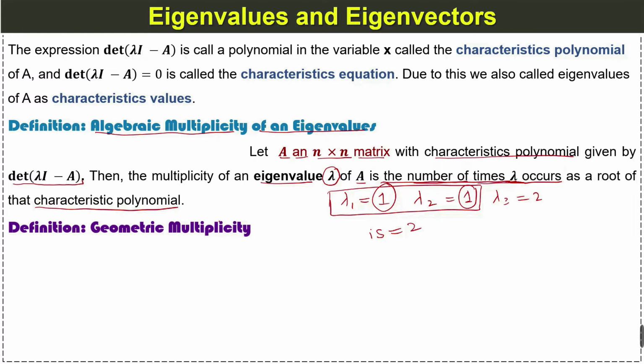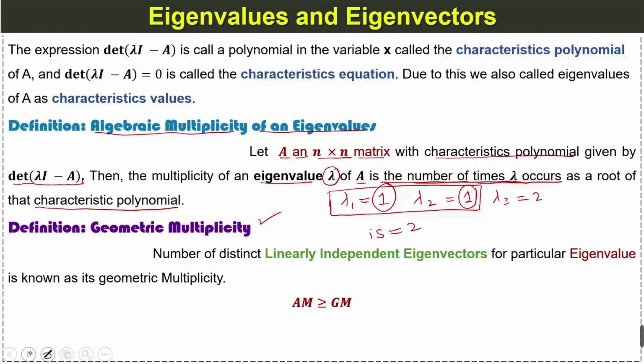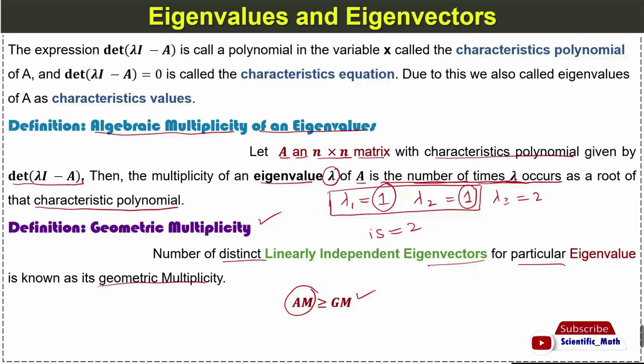Next we have the definition of the geometric multiplicity. It is the number of distinct linearly independent eigenvectors for a particular eigenvalue. The algebraic multiplicity is always greater than or equal to the geometric multiplicity.